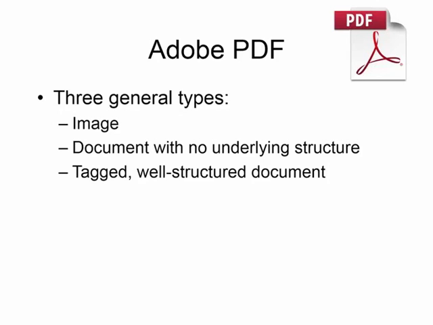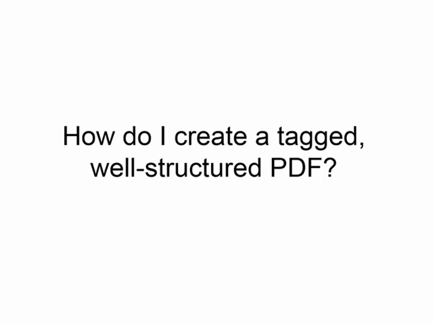But ultimately, this is what we want. We want a tagged PDF, and we want those tags to be the correct tags, just like if we're creating a web page, we want the HTML to be correct. So how do we get there? How do we create a tagged, well-structured PDF, if that's the goal?